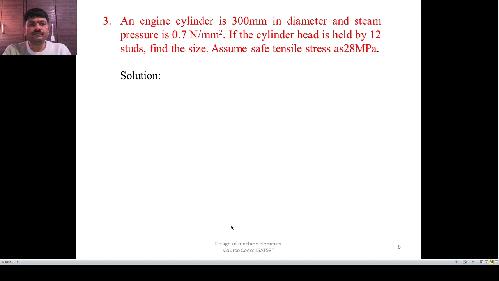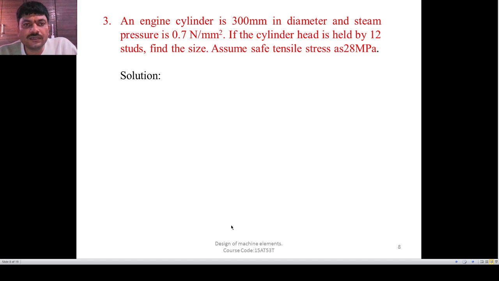Now let us take another problem. An engine cylinder is 300 mm in diameter and the steam pressure is 0.7 Newton per mm square. If the cylinder head is held by 12 studs, find the size. Assume safe tensile stress as 28 megapascal. So this is the problem.